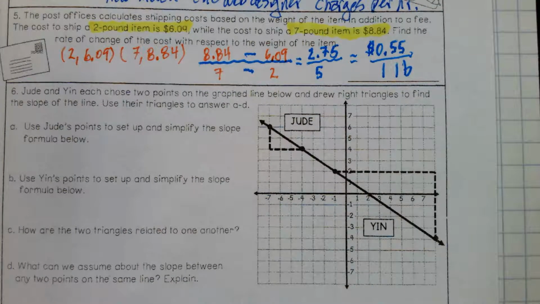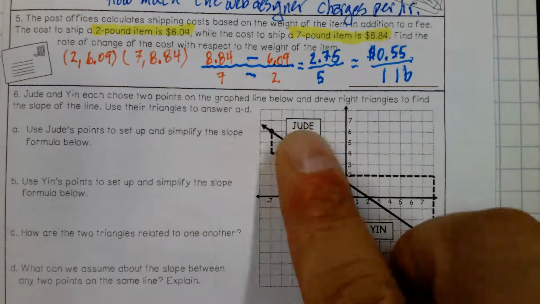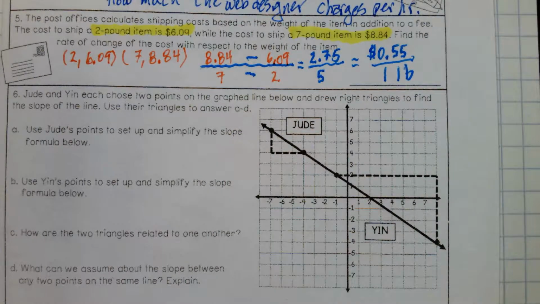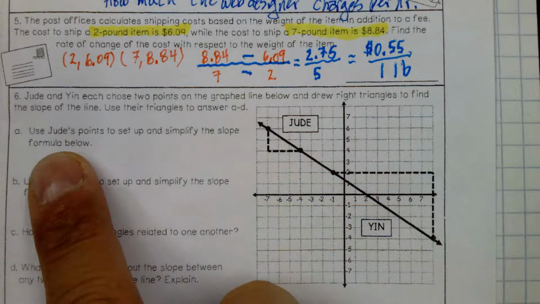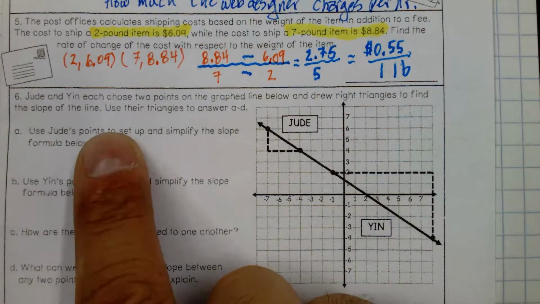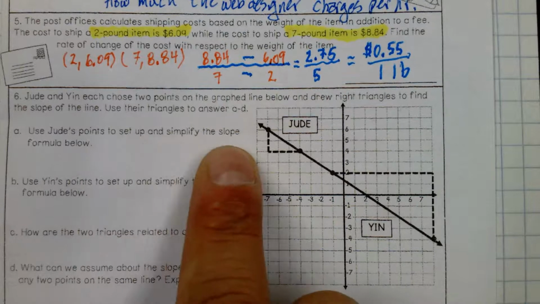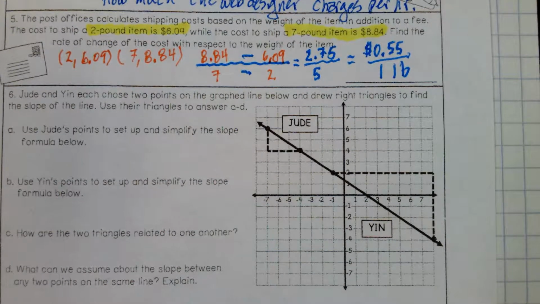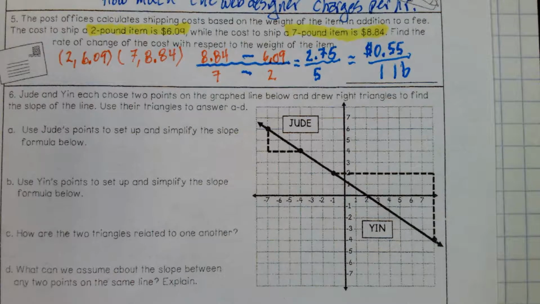We have Jude and Yin. Each student chose 2 points on the graph line below and drew a right triangle. So it's rise over run. So this is what Jude did. This is what Yin did. And it says they found the slope. Use Jude's points to set up and simplify the slope formula. I think we'll just use rise over run. Whenever I see graphs, it's easier.